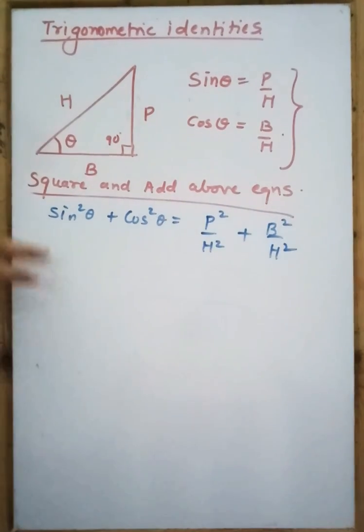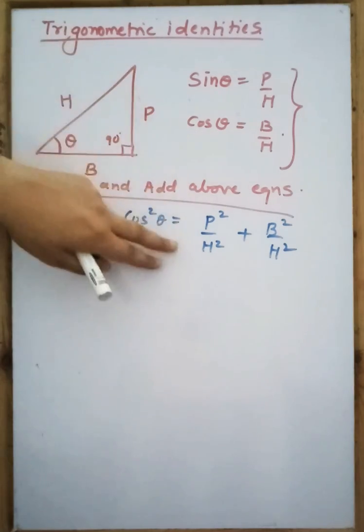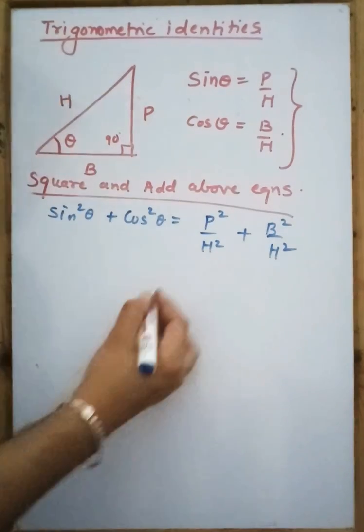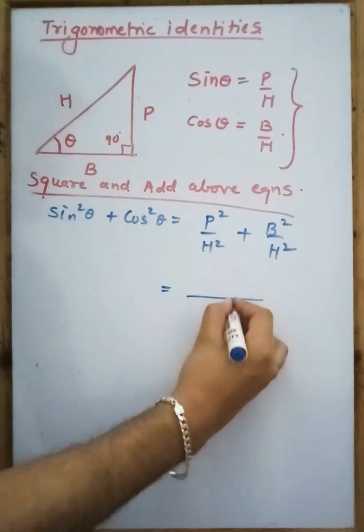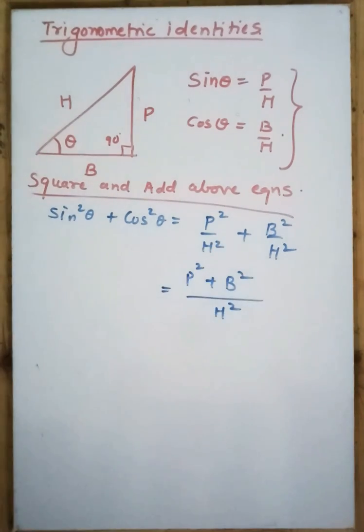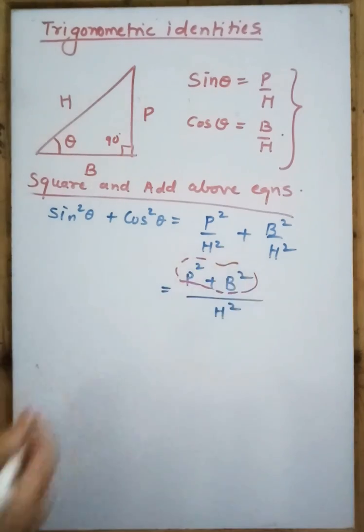I hope you have understood. Sine square theta plus cos square theta, squaring and adding. Same way on the right hand side, p square by h square plus b square by h square, which you can add. You know it is h square over here, so you will get p square plus b square. Now I hope you all know how b, h, p are related. They are all related by Pythagoras theorem. If you apply Pythagoras theorem over here, p square plus b square is nothing but h square only.